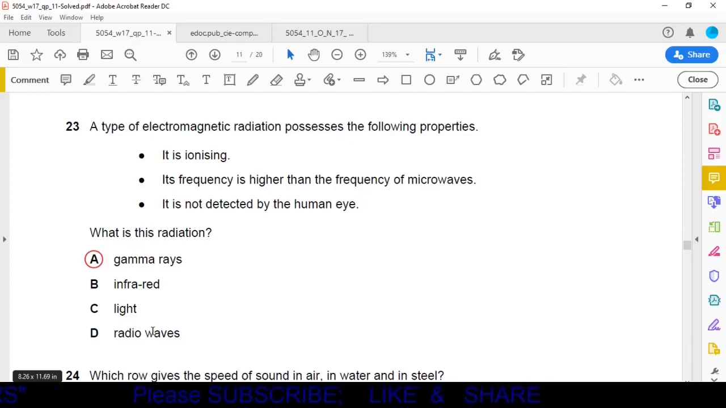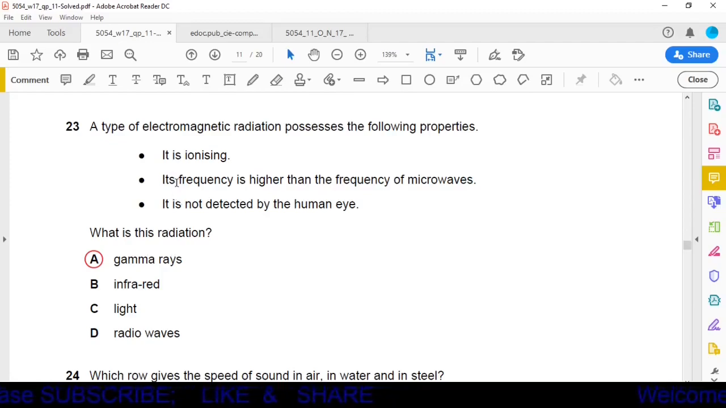alpha, beta and gamma, and all these three radiations have a property of ionizing the gases. Alpha ionizes the most and gamma ionizes the least. Here in option A, it is given gamma rays. So option A is the correct one. Gamma rays have all these three properties. For the second property, it is written here, its frequency is higher than the frequency of the microwave. We will check this one.